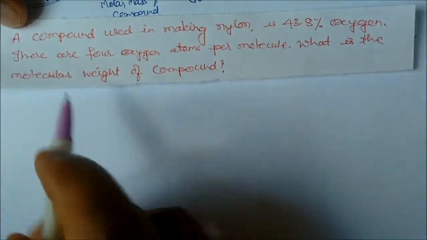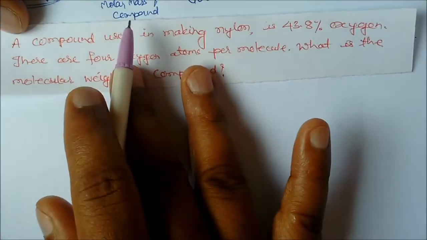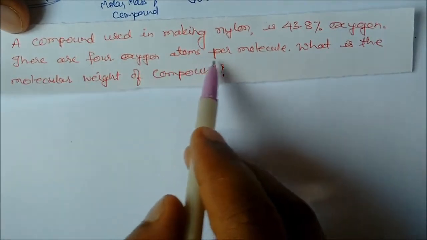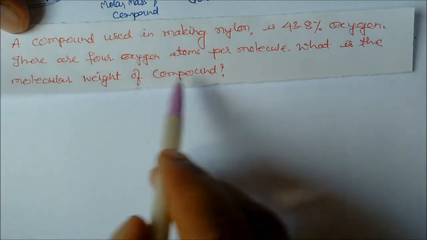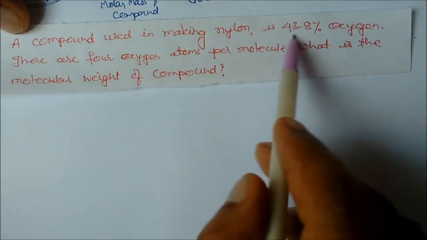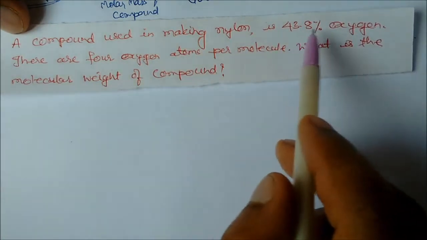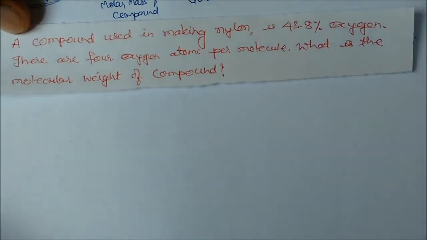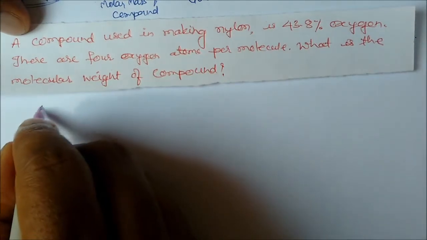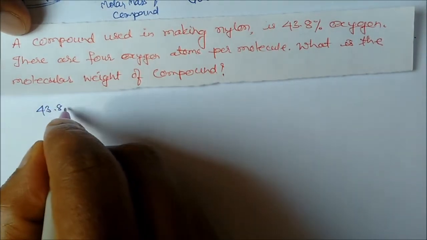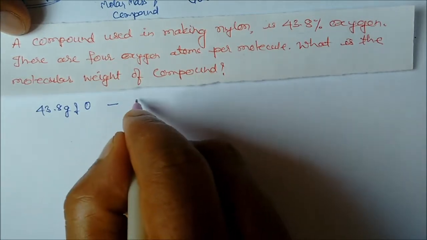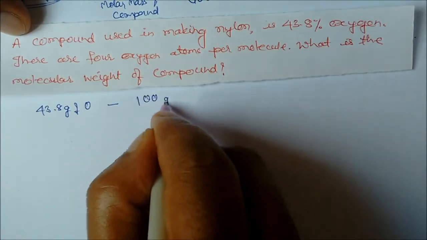So next we'll see a compound used in making nylon is 43.8% oxygen. So there are 4 oxygen atoms per molecule. What is the molecular weight of the compound? Out of 100 gram we can see oxygen is 43.8%. So we can write here 43.8 gram of oxygen is present in a compound which is 100 gram.